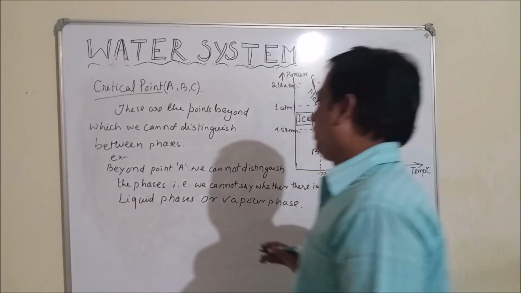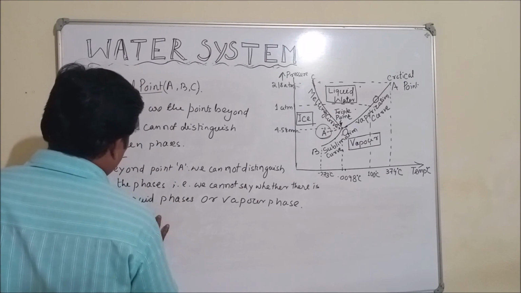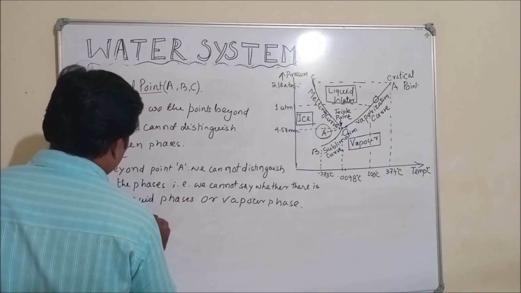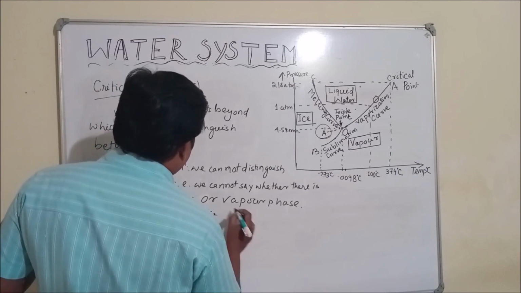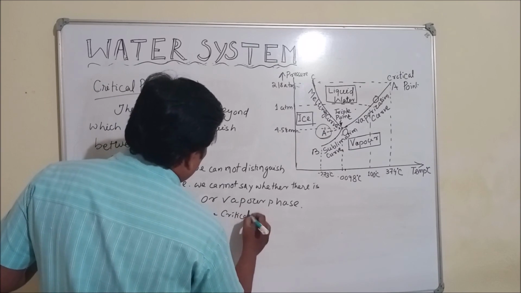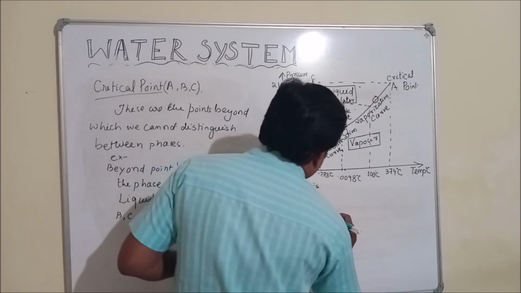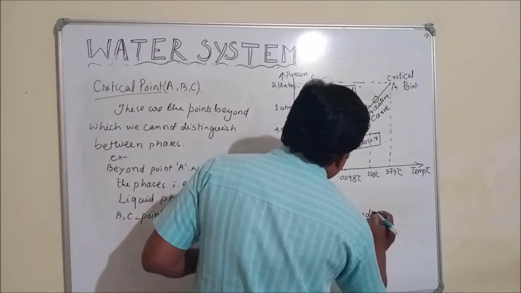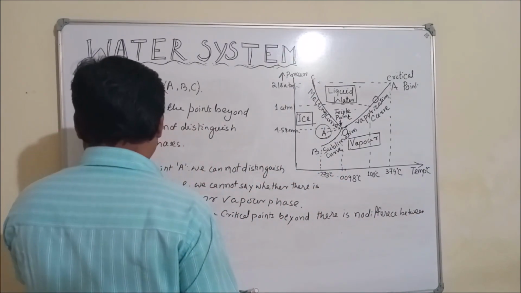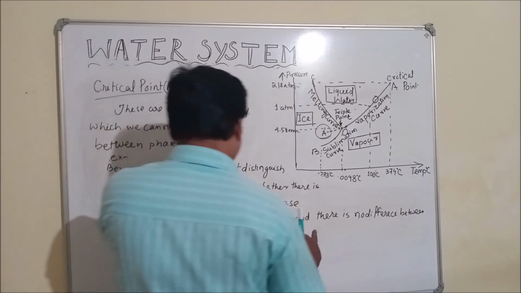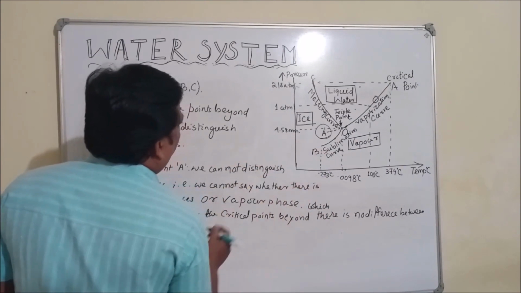Similarly for B. So B is also a critical point beyond which there is no difference between the solid and vapor phase.